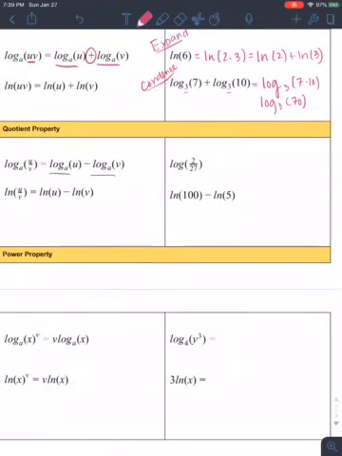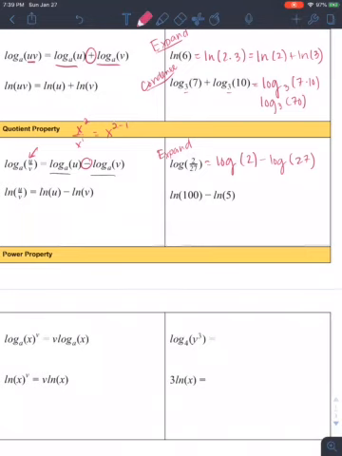Okay, quotient property. This is really similar to the product property, but when the input is being divided, we are going to subtract these two logarithms. Think like when you divide numbers with exponents, like x squared over x to the first. What do you do with the exponents? You subtract them. That's what we're doing here. Okay, so we're going to expand. This is log base 10 of 2 minus log base 10 of 27.